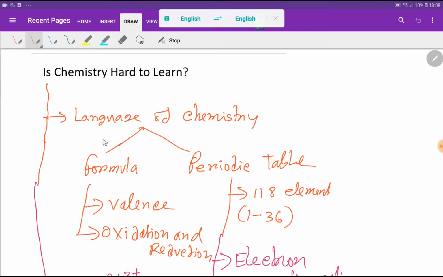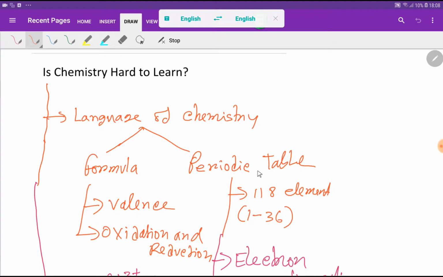Everyone, we have a language like English, French, right? But similarly, chemistry has its own language. The language of chemistry is called formula. You have to have knowledge about formula, how to write formula, right? Okay, to write formula you have to have knowledge about the periodic table, right?